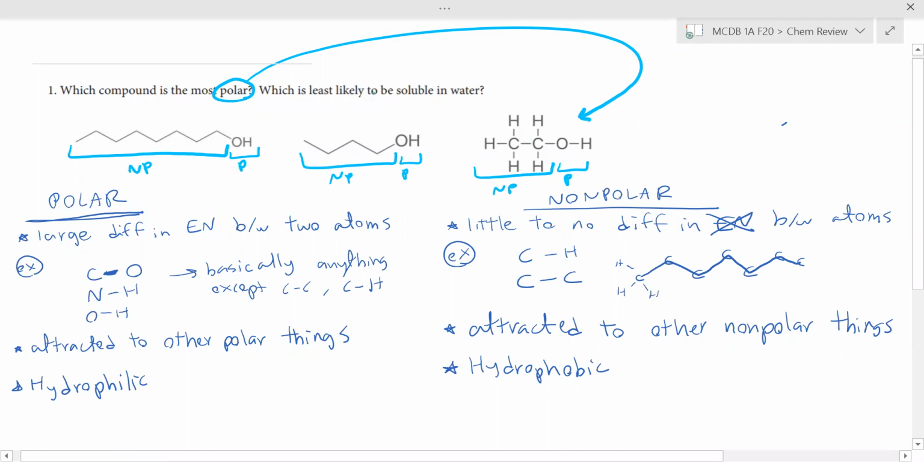Then we're talking about which is the least likely to be soluble in water. If it's not likely to be soluble in water, hopefully we're on the same page, that means it's nonpolar. So this second question is just a way of asking us which one is the most nonpolar, and that would be this guy with the really long nonpolar chain.